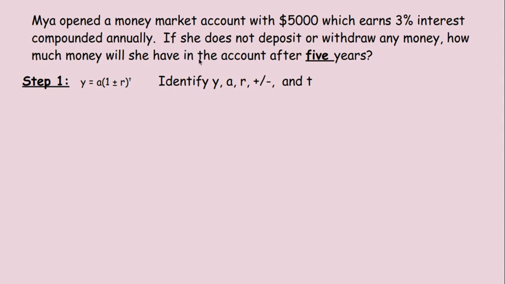So here's your general formula: Y equals A parentheses 1 plus or minus R to the T power. So I'll give you a minute to identify your Y, A, R, whether it's a plus or minus, and your T values.